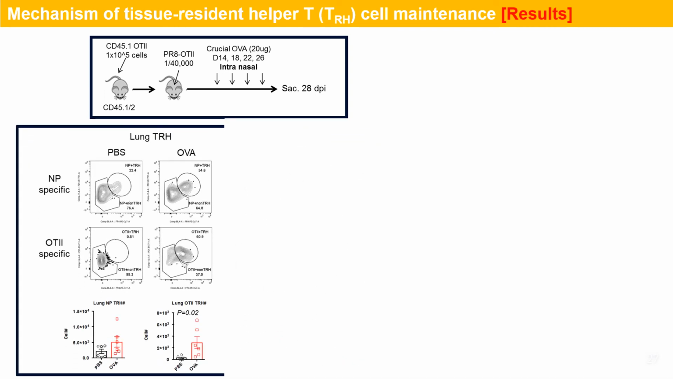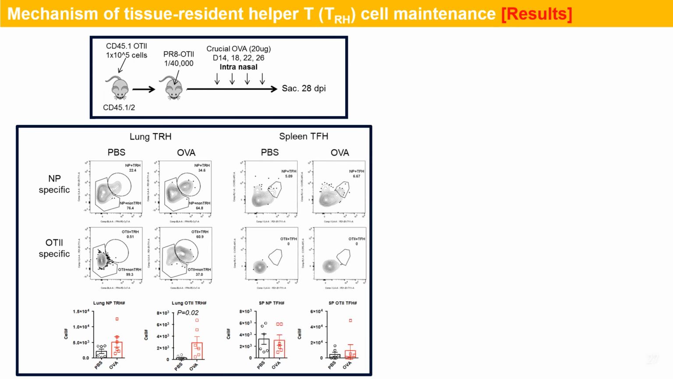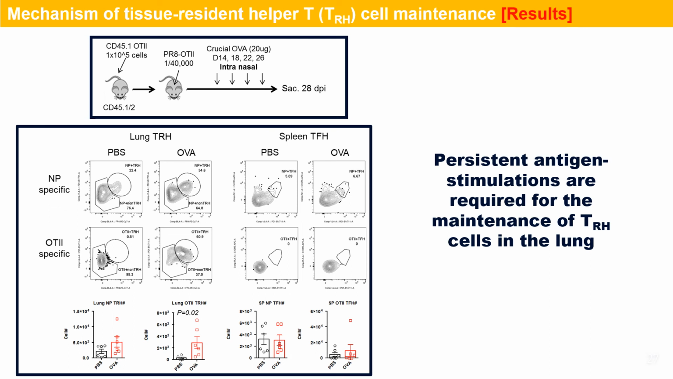Very interestingly, the continuous OVA administration group still had a very high number of OT-II specific TRH cells, but the PBS treated group had no TRH cells at all in the lung. And this result was only observed in lung tissue. In the spleen TFH cells, there was no change because I treated the OVA through the intranasal route. I think this is one of the key factors. So this result demonstrated that persistent antigen stimulation is required for maintenance of TRH cells in the lung.